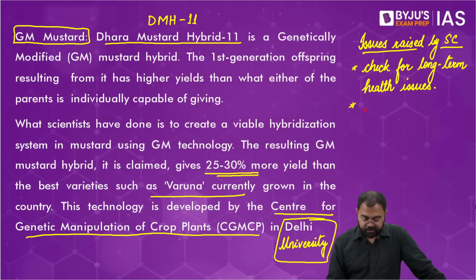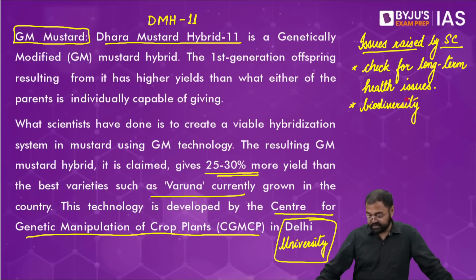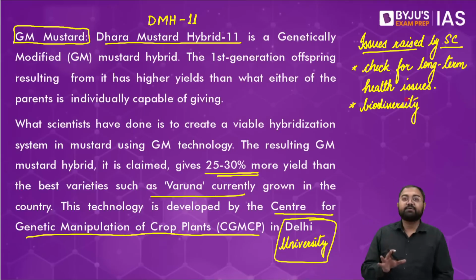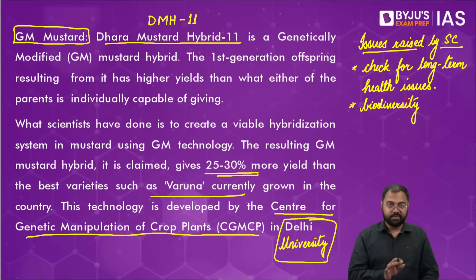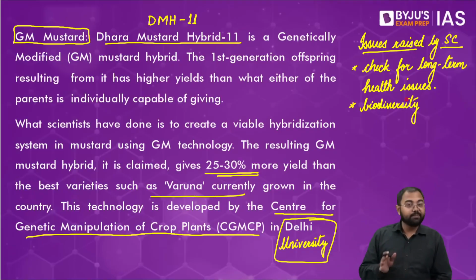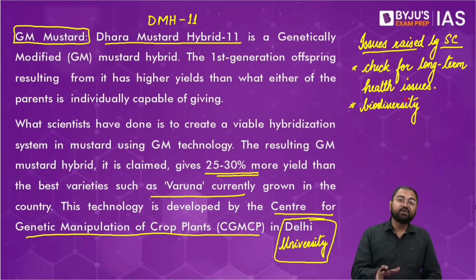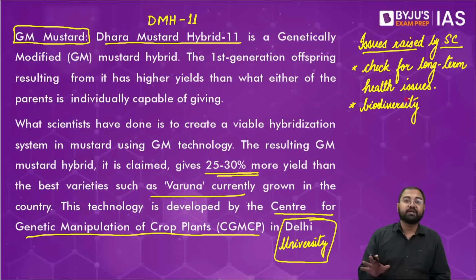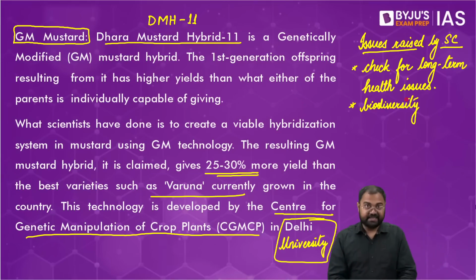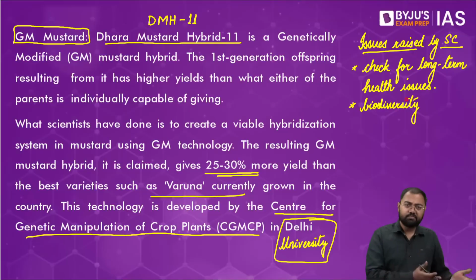And then the issue with biodiversity, the issue that it can create for biodiversity. Now, in what sense are biodiversity issues being discussed here? Right now India has almost 66 variants of mustard being grown. Once you introduce DMH11, obviously a lot of these mustard variants will not be grown anymore in the country, and instead every farmer will prefer DMH11.